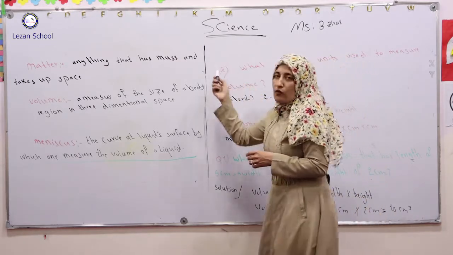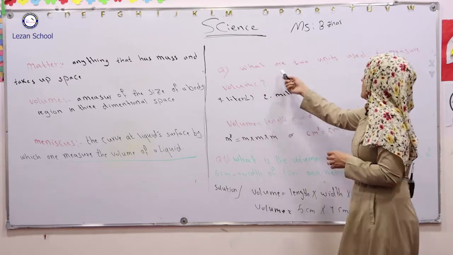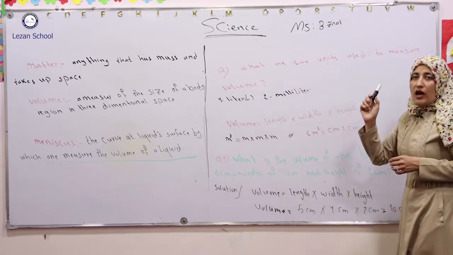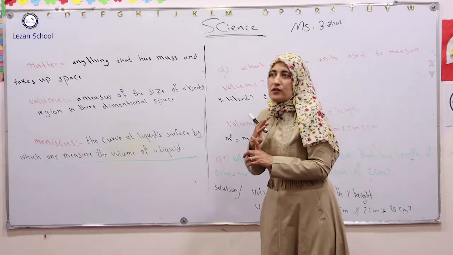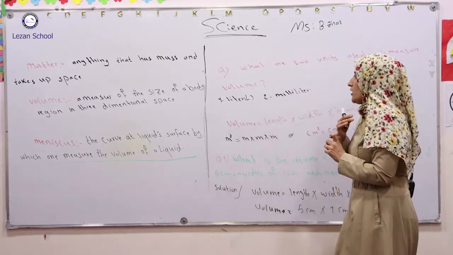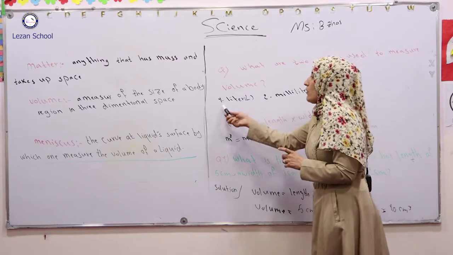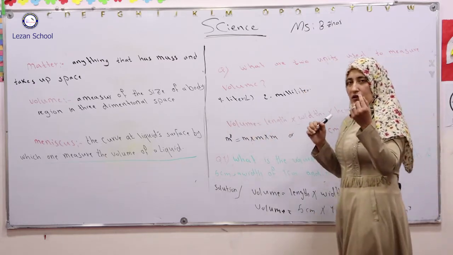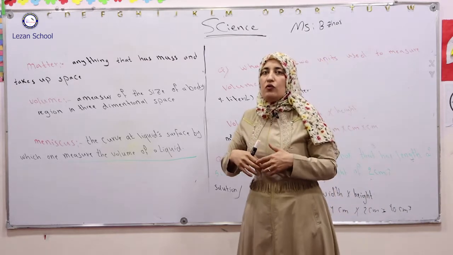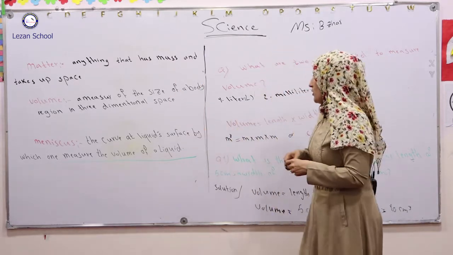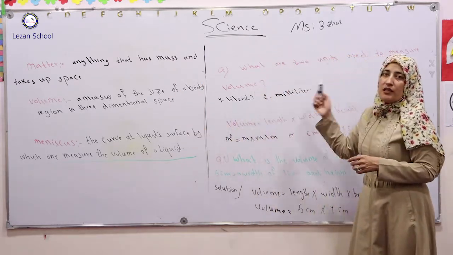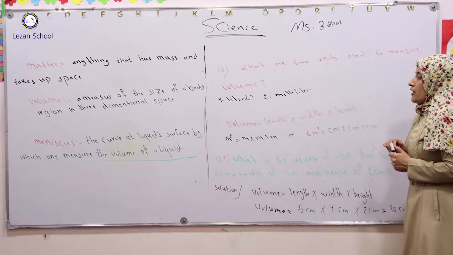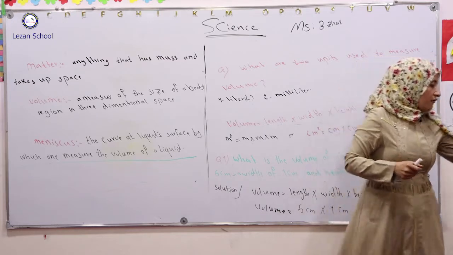Now, I'm going to ask you a question. What are two units used to measure volume? We have only two units used to express the volume of liquid. Number one is liter, number two is milliliter. From one drop of water to a lake of water, we will use liter and milliliter to express the unit of it.